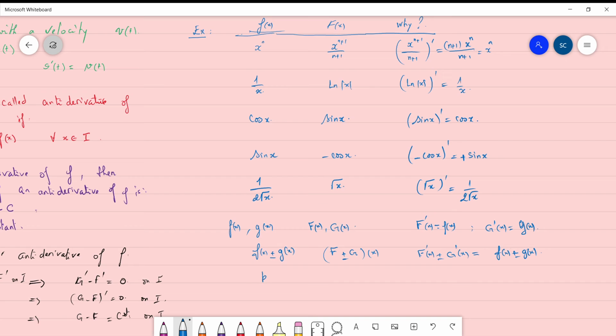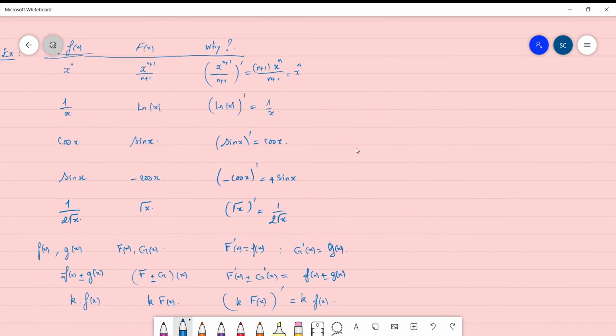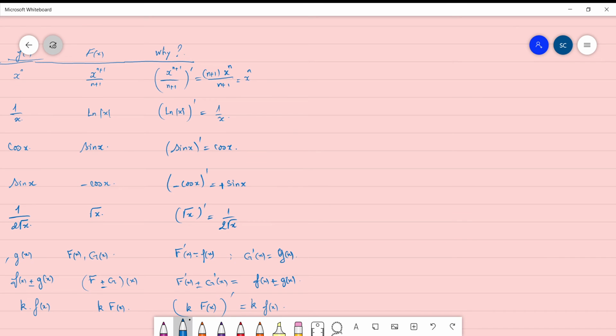And finally, for a constant times f(x), what function, if I differentiate it, gives me k f(x)? It is clear it's k capital F(x), because we know the differentiation operation. So it will be k F prime of x, which is k f(x). So you see, you already know plenty of these functions, and we can deduce them easily. Now let's do a few examples to practice.